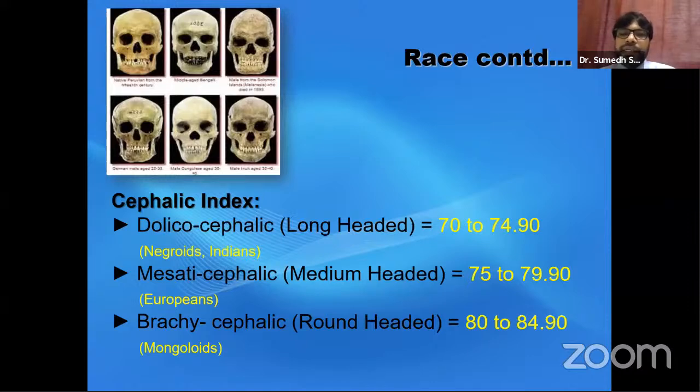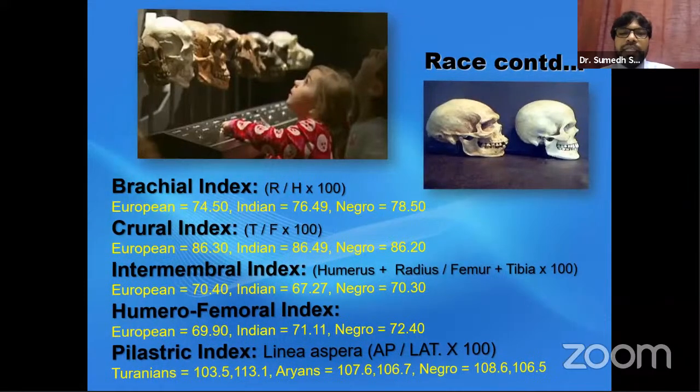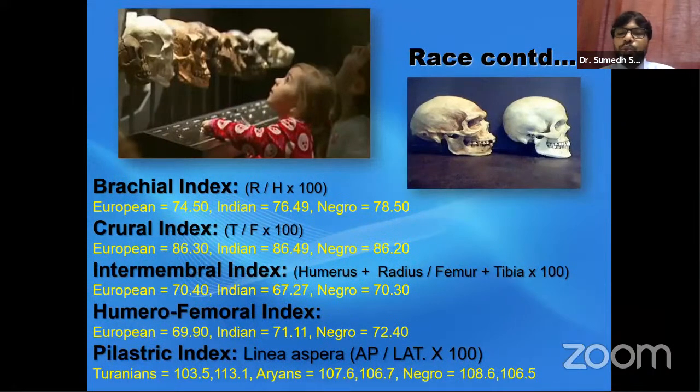One more is called the brachial index. So what is this brachial index? This can be calculated in a skeleton as well as in the living. The ratio of the length of the radius to the humerus multiplied by 100 is called the brachial index. In case of Europeans, it is around 74, in Indians around 76, and in the Negroid population around 78. So there are slight changes in brachial indices also.